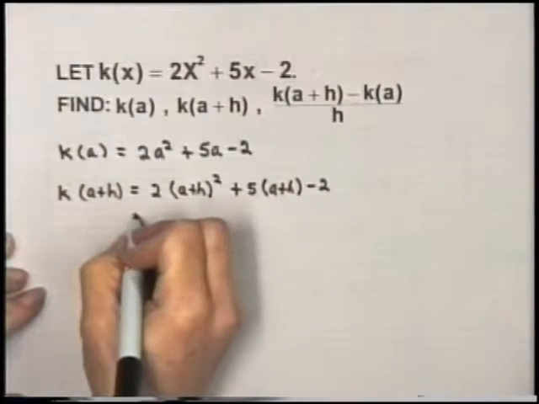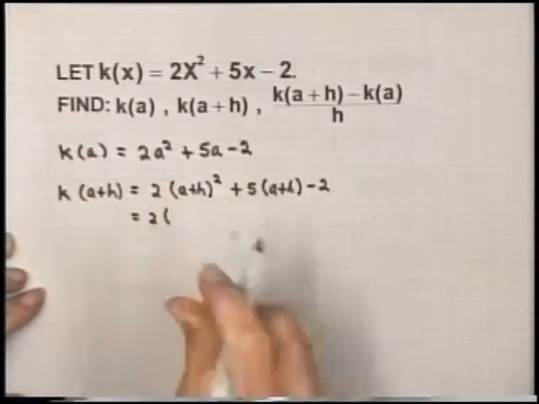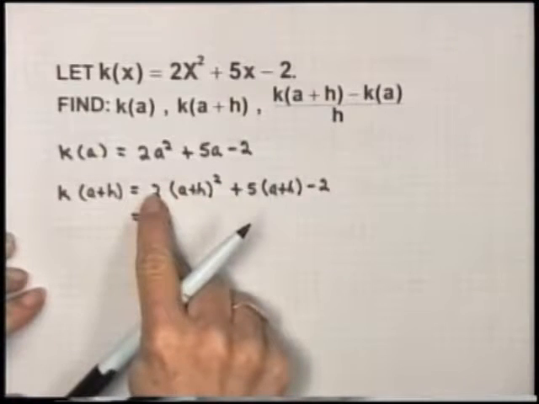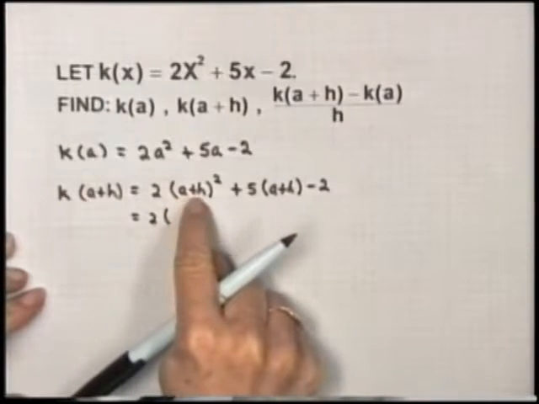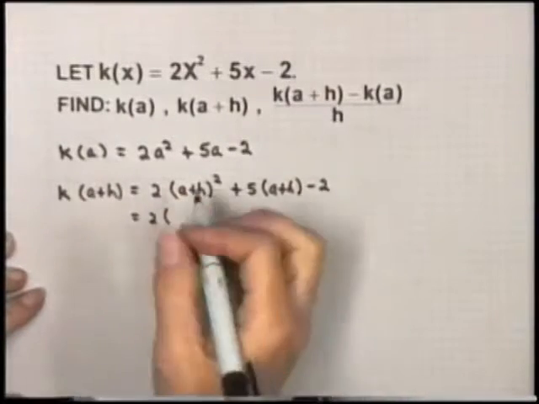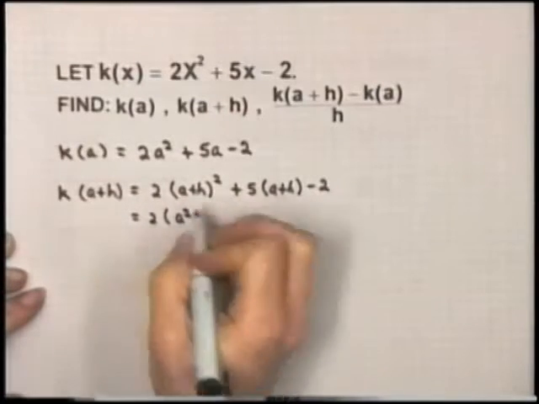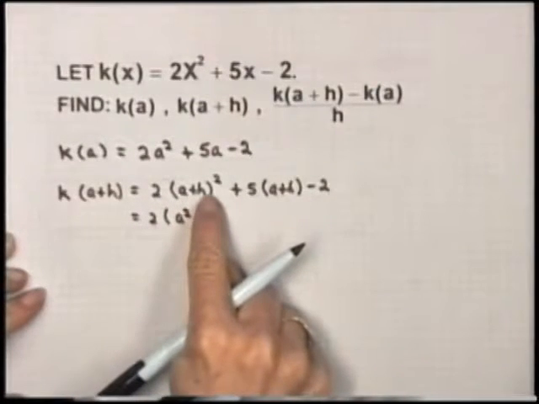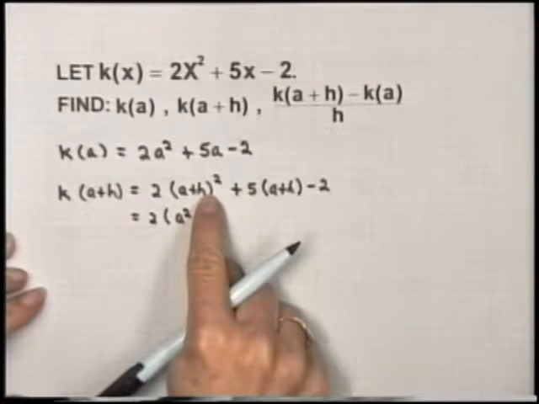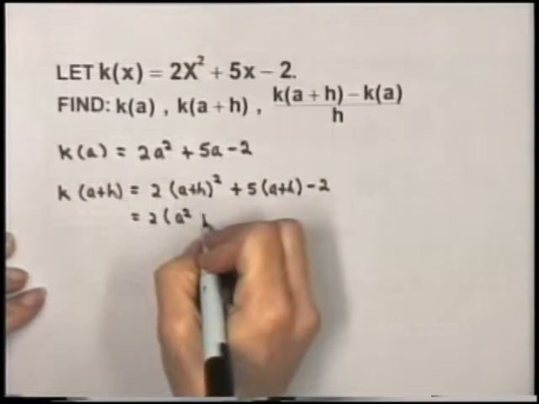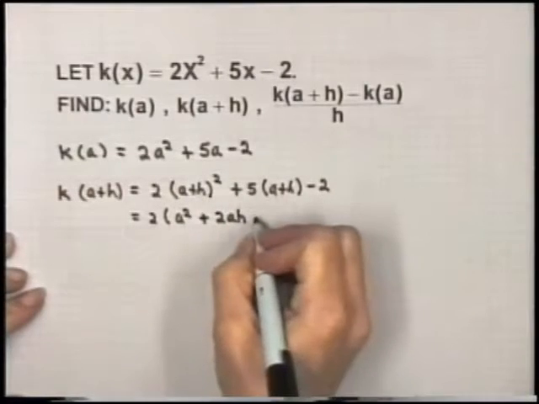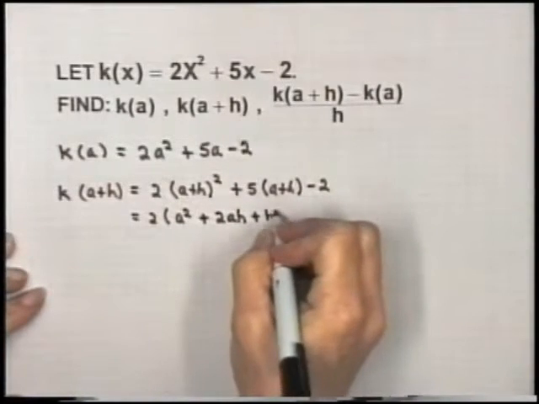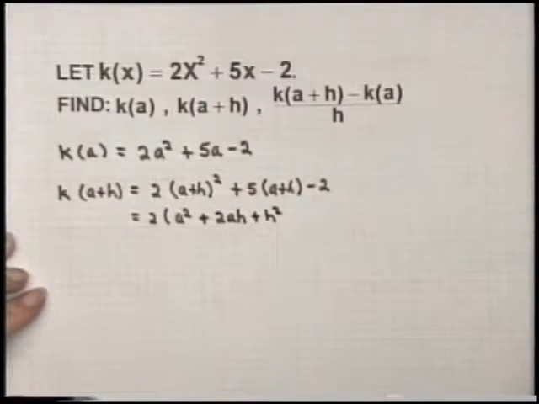Now, in order to simplify this, let's bring down this 2. We have to do exponents before we multiply. So let's square a plus h. Recall, when you square a binomial, you square the first term. That will give you a squared. Multiply the first term times the second term. That will be a positive ah. You double that, or times 2. So I will have a plus 2 times ah. And then you square that second term. If you square a plus h, you get a plus h squared.